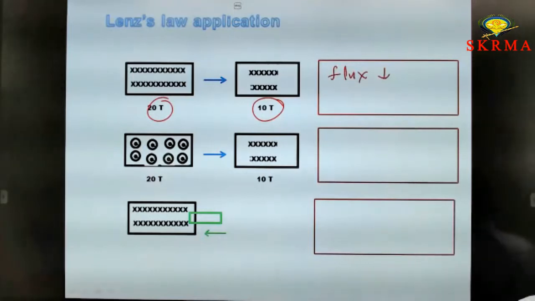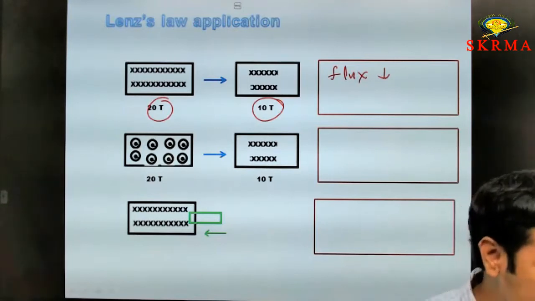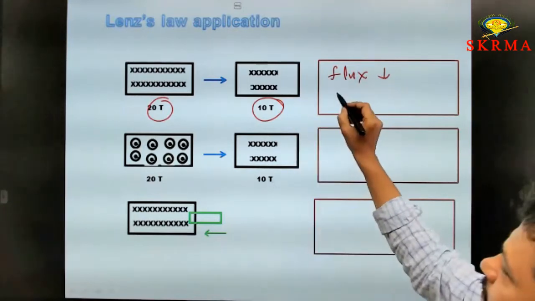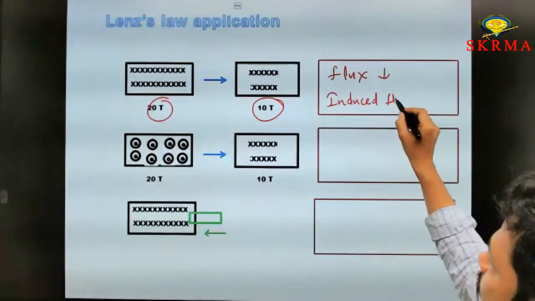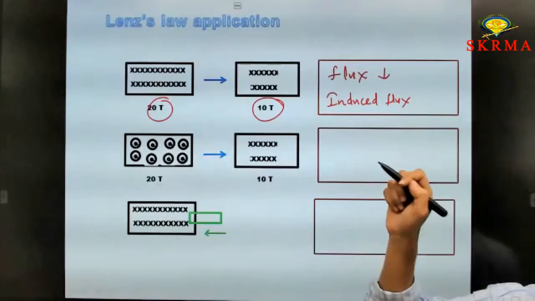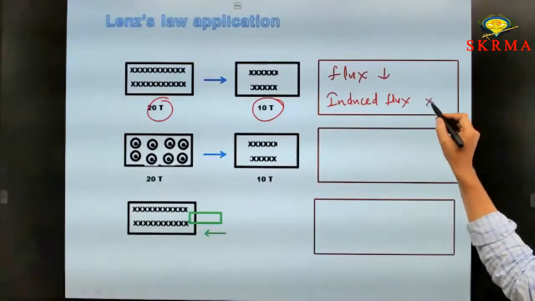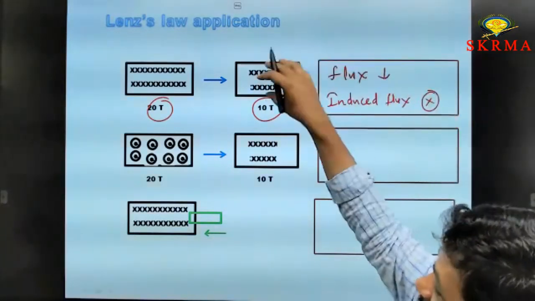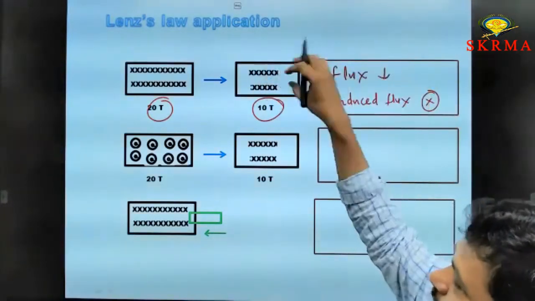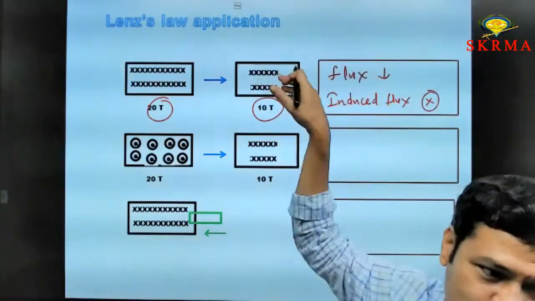Then what does the induced flux do? The induced flux opposes the change, we remember. In which direction does the induced flux exist here? The flux is decreasing, that's why it is into the page. Why? Because here the flux is decreasing. In order to increase the flux again, the induced flux opposes that change. That's why the induced flux acts into the page, into the board.